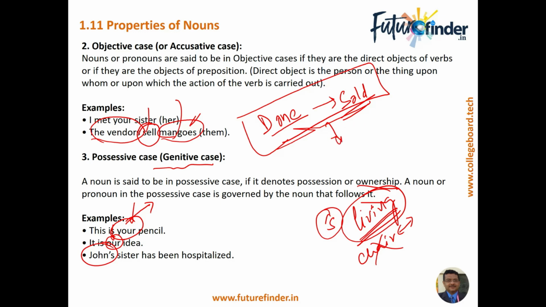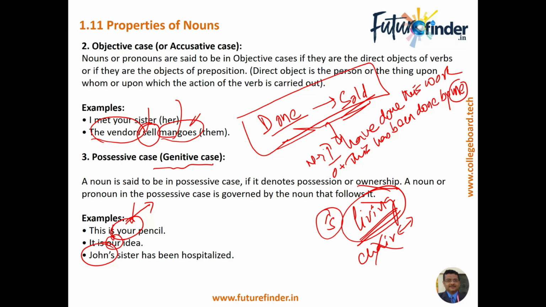As you can understand, it is very important for us to understand the case of a sentence before we use the pronouns. For example, "I have done this work." This is nominative. If I put it down to objective, "This work has been done by me." So you can see that the pronoun changes. In this case, it is I. So the nominative pronoun is I, and the objective pronoun is me.